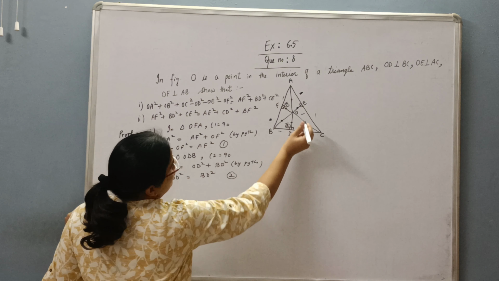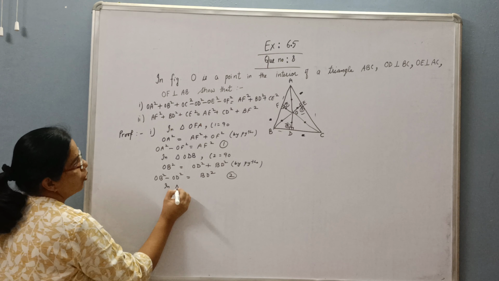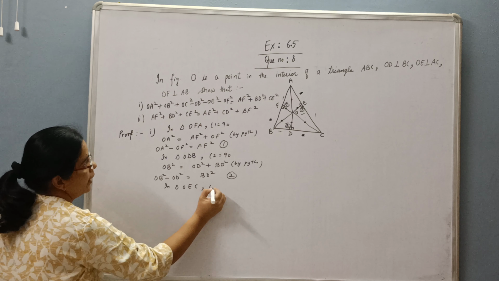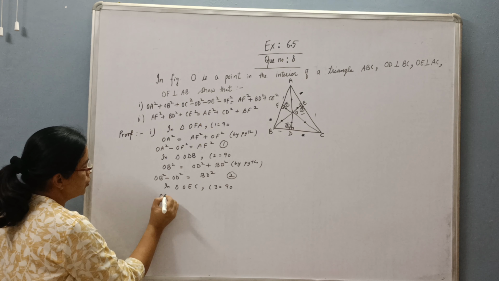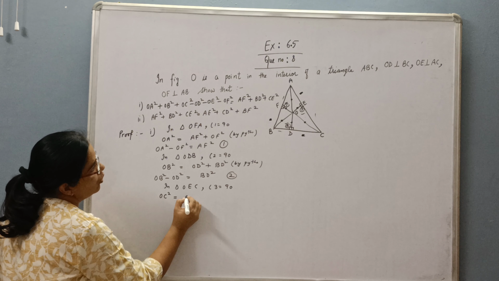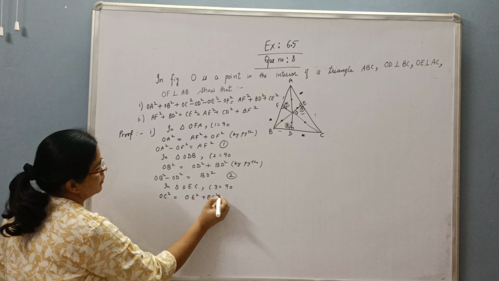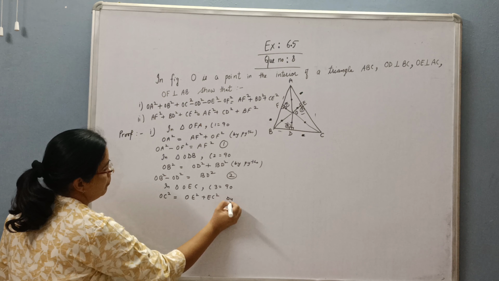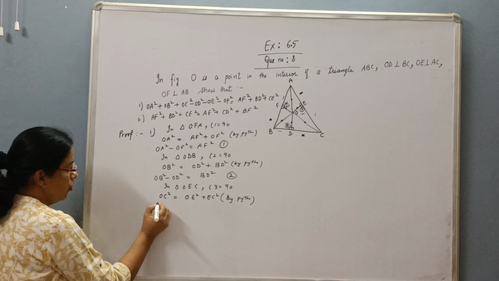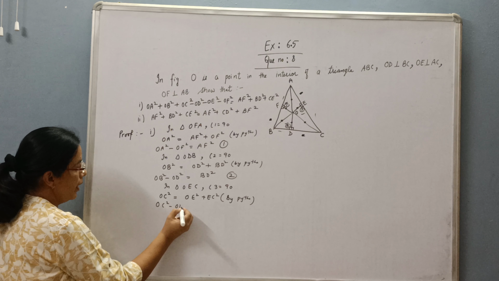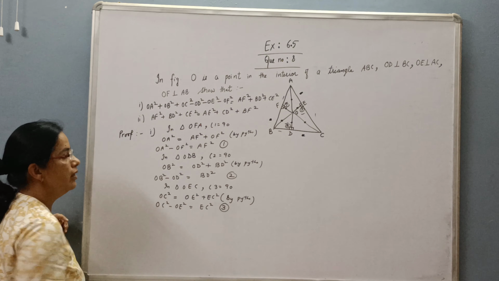Now consider this triangle. In triangle OEC, angle 3 is 90 degrees. So again apply Pythagoras. OC square is equal to OE square plus EC square by Pythagoras. Or we can write OC square minus OE square is equal to EC square. This is equation number 3.